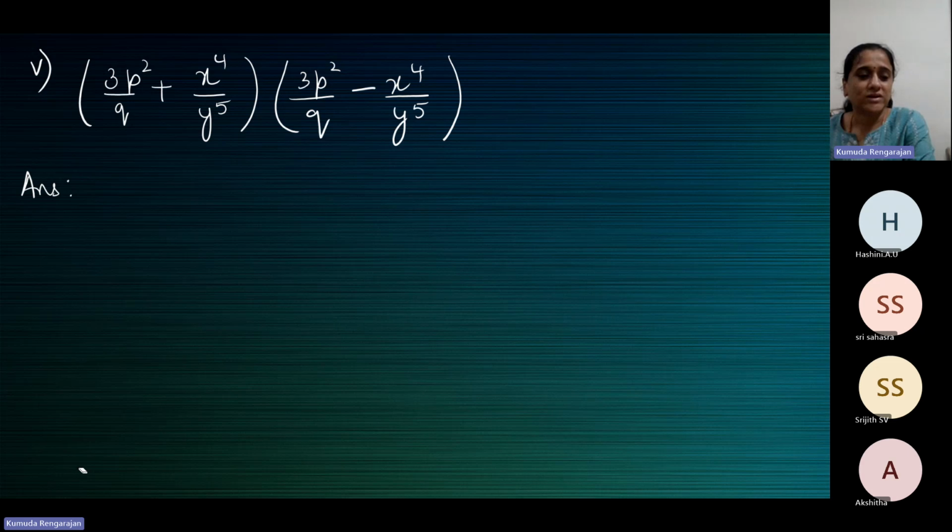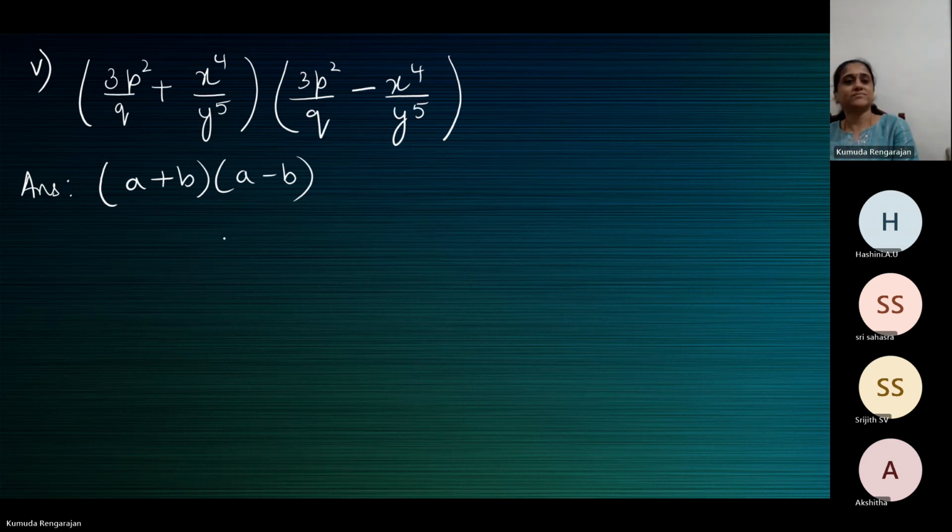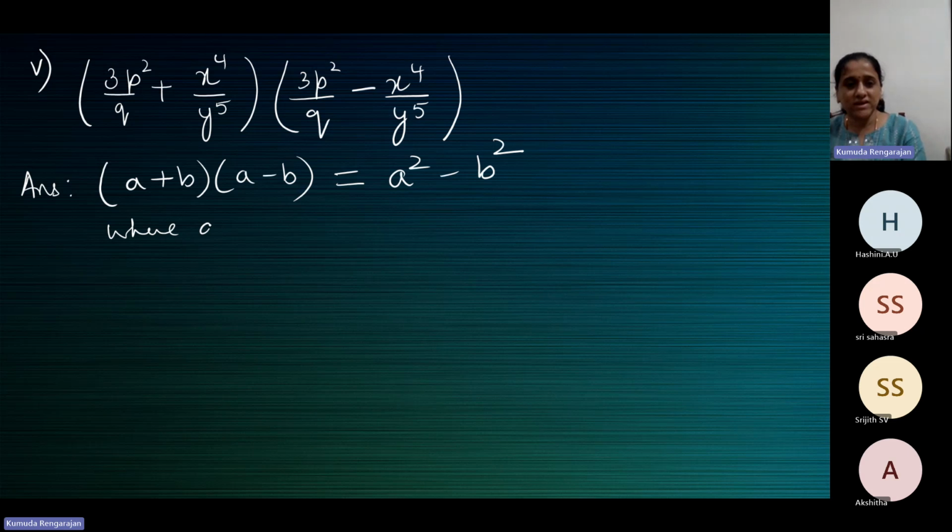Okay, so the given question is of the form (A plus B) into (A minus B). So what is the answer? A squared minus B squared is the answer. Where, what is A? A is 3p square by q. And what is B? B is x to the power 4 by y to the power 5.